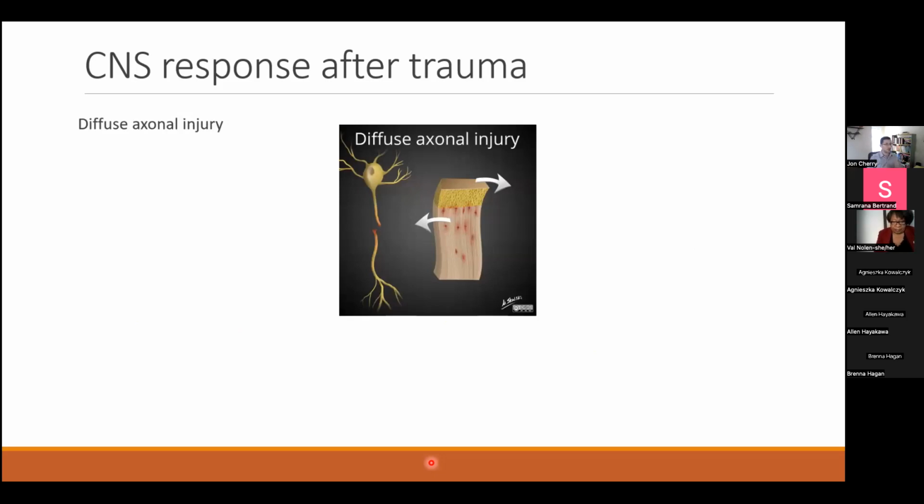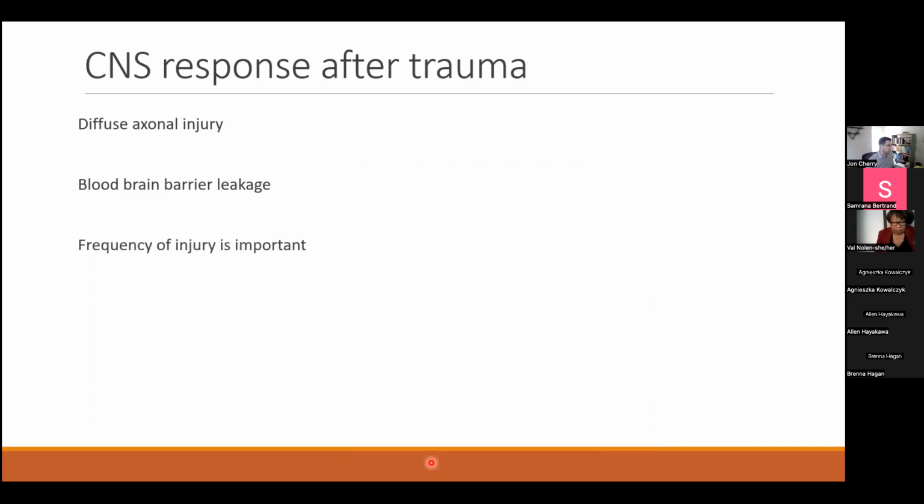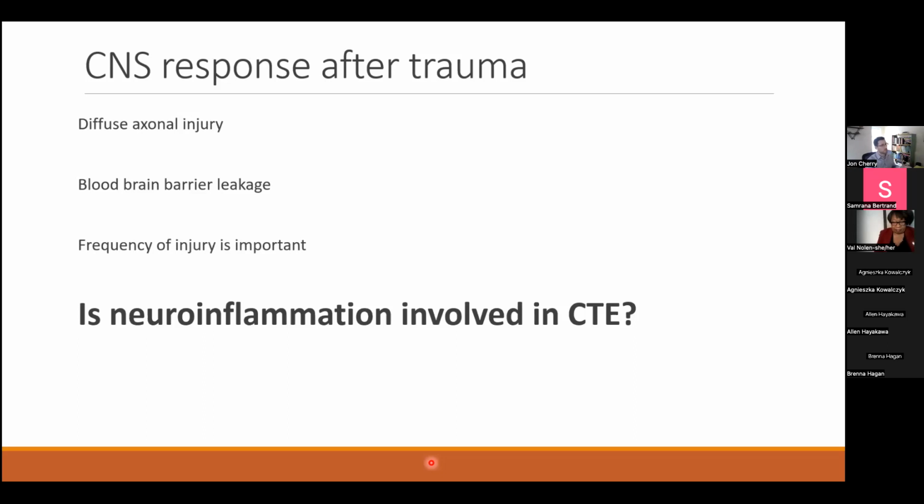The brain is going to be subject to a lot of different injuries, axonal injury, blood-brain barrier leakage, but it's important to say that the frequency of these injuries is really important. Our brains are very, very good at repairing themselves after minor injuries. But in many of the sports that we talk about, football, hockey, soccer, boxing, these injuries aren't rare. They're frequent. Hundreds of hits a week, thousands a season, tens of thousands over the course of someone's career. It adds up. And the question is, from these injuries, is neuroinflammation involved? Do we think it's involved in CTE?